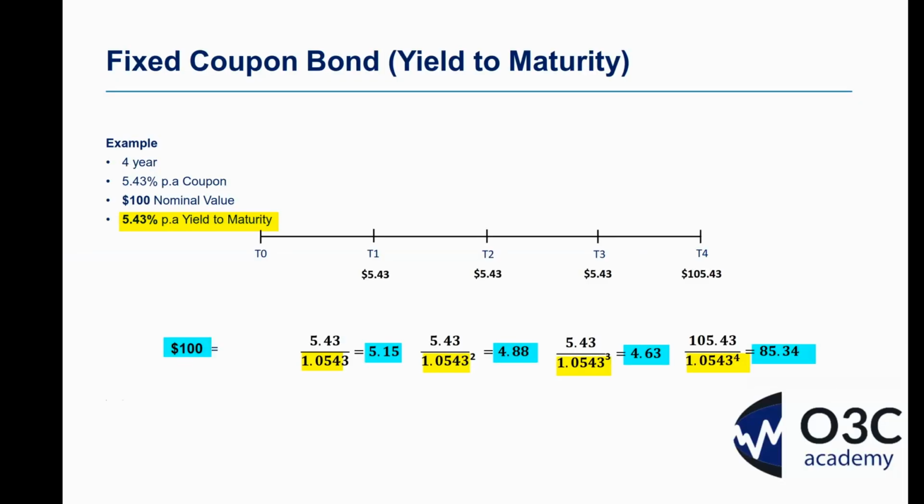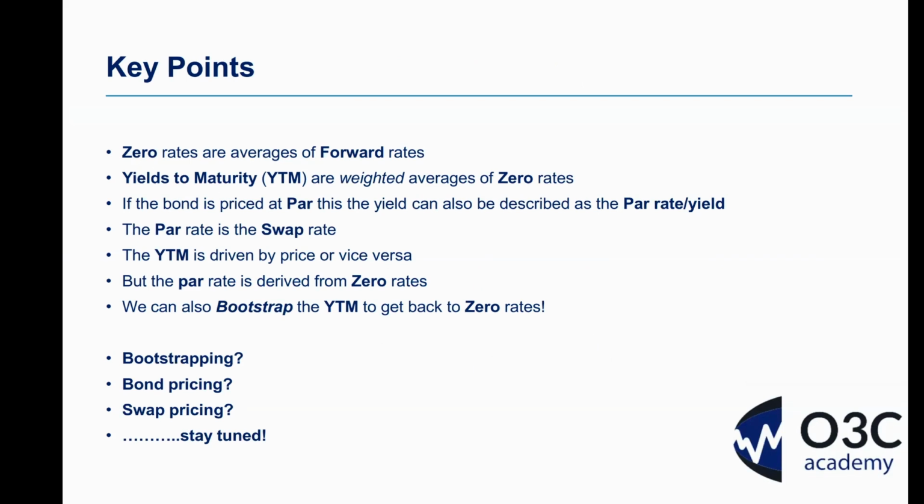Hopefully this is all making sense, but let's again finish with a recap of the key points that we began talking about all the way back in part 1, and we've continued in part 2. Zero rates are averages of forward rates. And as we've just seen, the yield to maturity is a weighted average of those zero rates. We also mentioned that if the bond is trading at par, at its nominal value, then this yield can also be described as the par yield or the par rate. And the par yield, the par rate, is the swap rate. When we talk about interest rate swaps, that's the par rate.